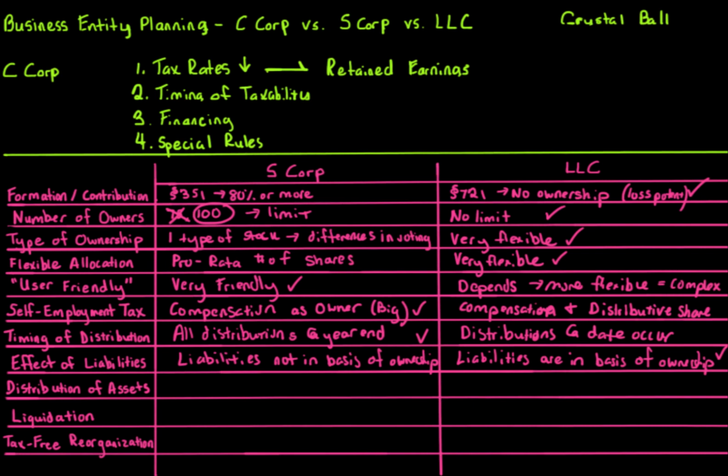Why? Because you have a greater basis, which reduces any possibility for gains when you have distributions or when you sell the business. S corporations, you don't get to take into account any liabilities the S corporation takes on. Now, the reason for that is economically, that's how it is. But for LLCs, we have to do this anti-abuse economic risk of loss test.